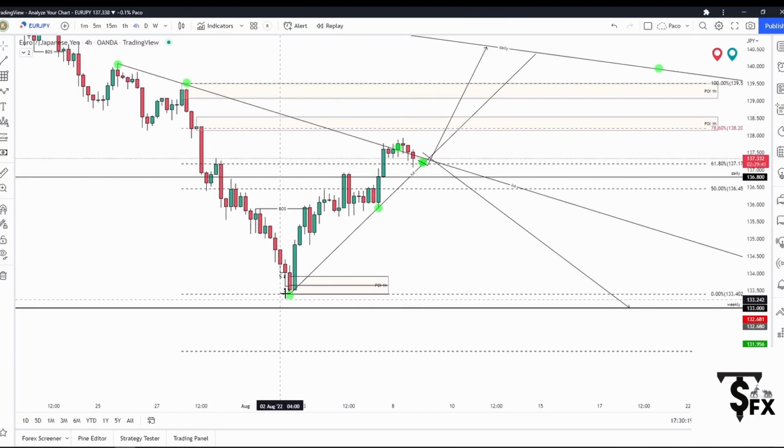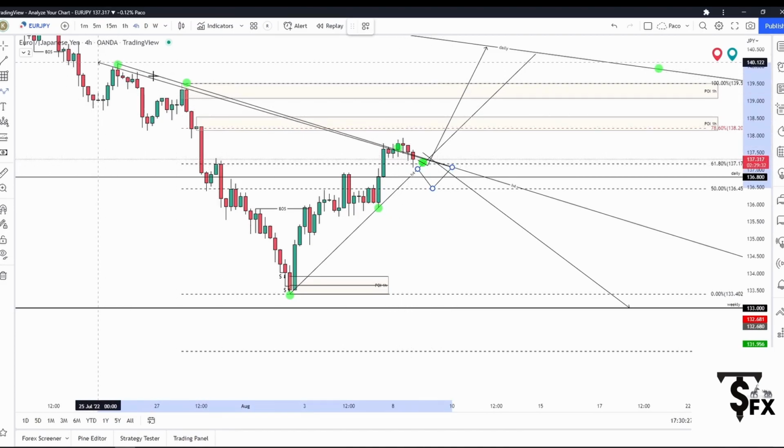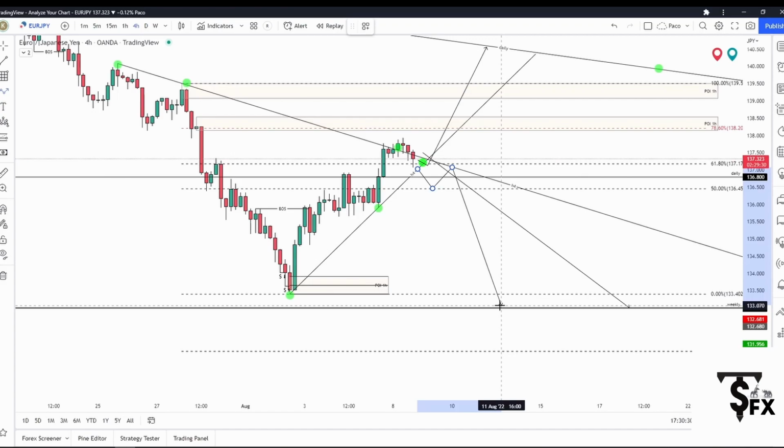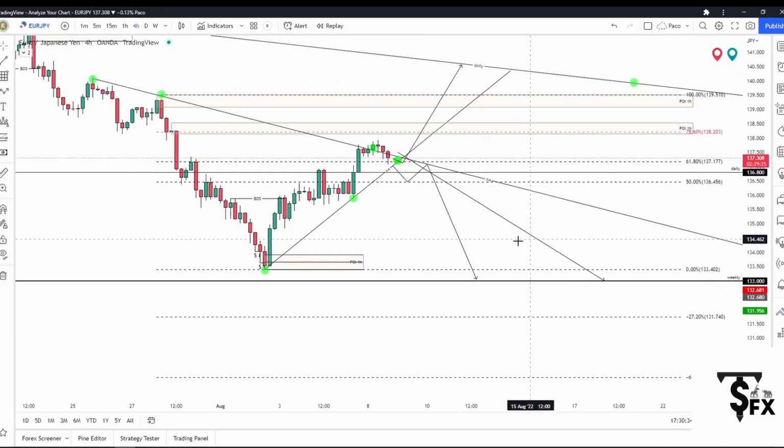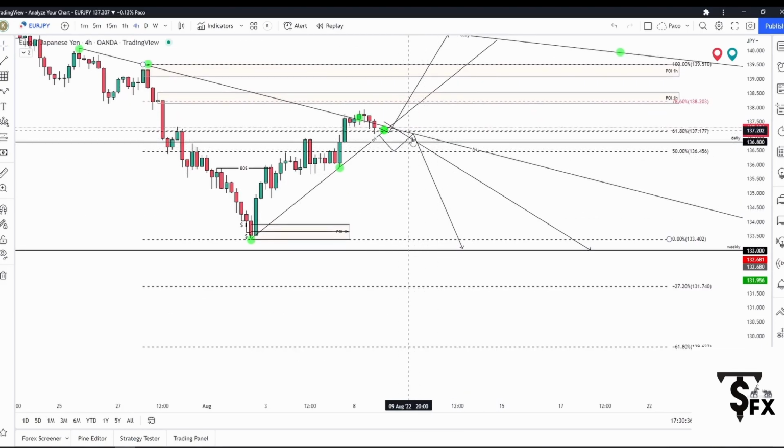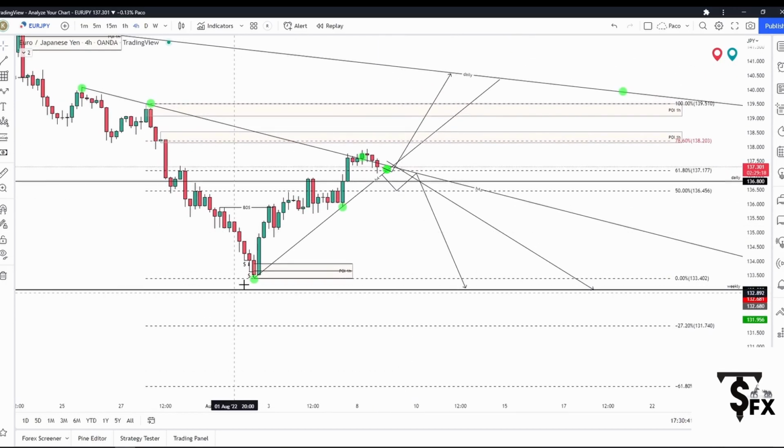If the price breaks this trend line and make a test, probably with a fourth point on the trend line, we can expect the bearish movement. From where? Well, probably from the 61.8% of Fibonacci. These are the two options for Euro JPY, and we will trade what we see, not what we think is gonna happen.